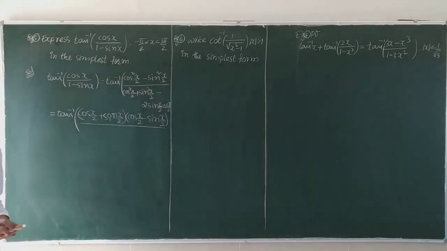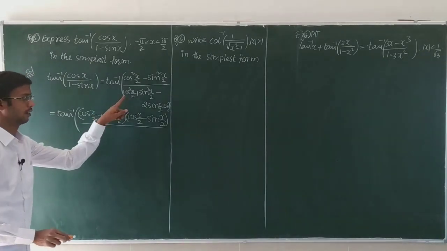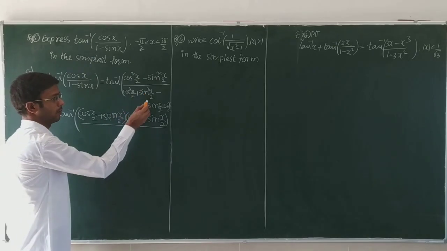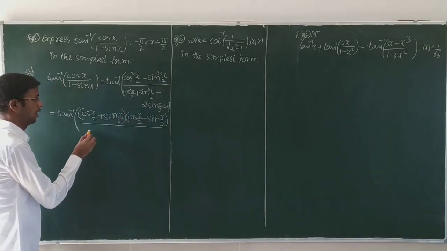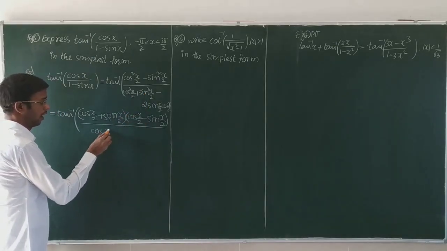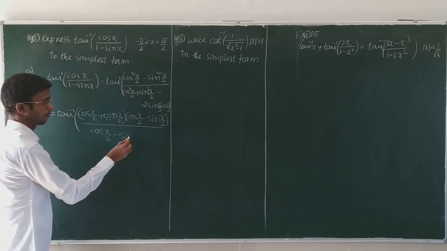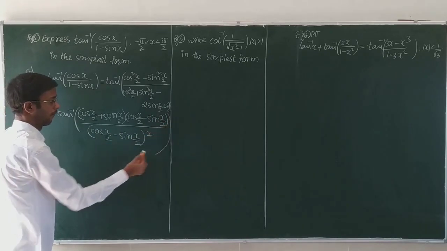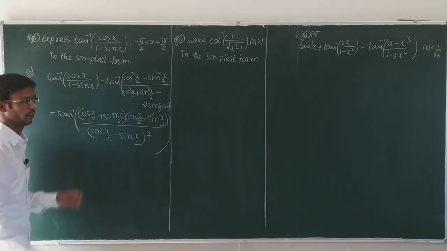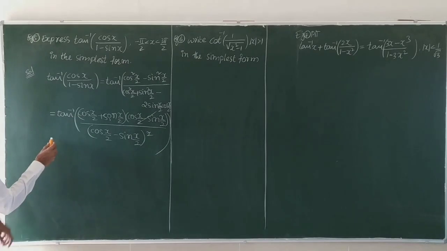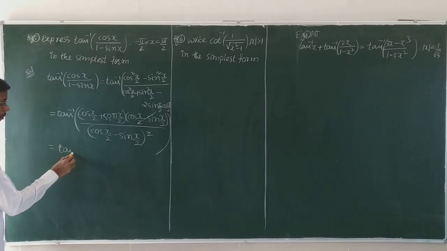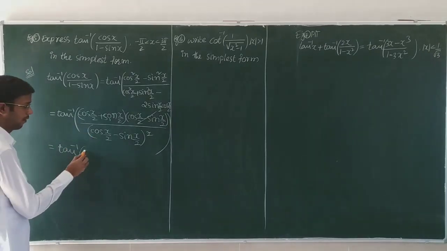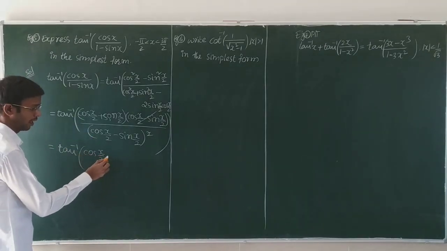All divided by cos square x by 2 plus sin square x by 2. This total is a square plus b square minus 2ab formula, a minus b whole square. So now this one cancels. Next, tan inverse of cos x by 2 taking common.